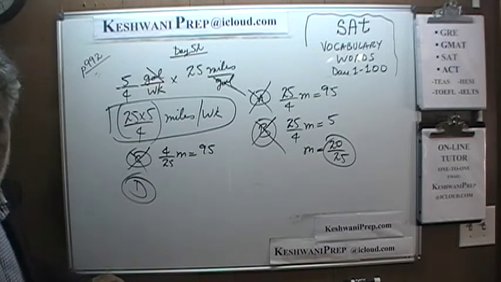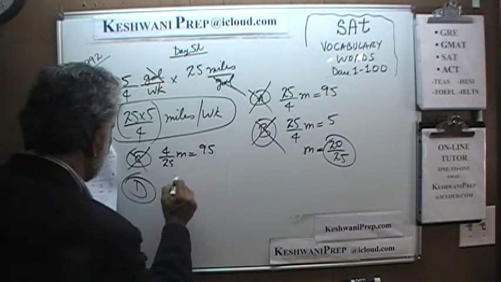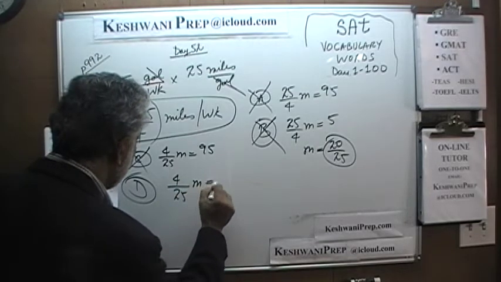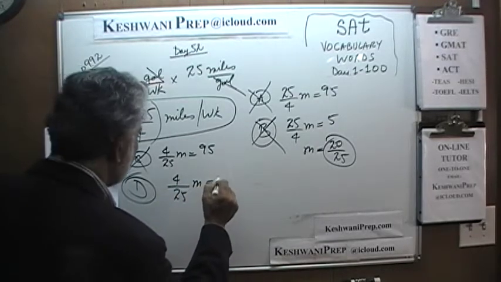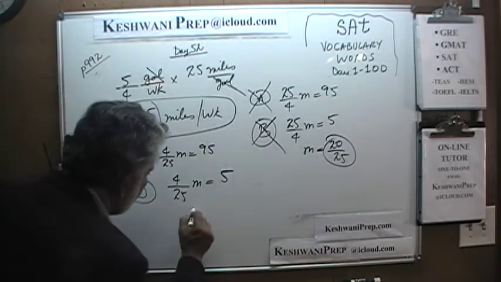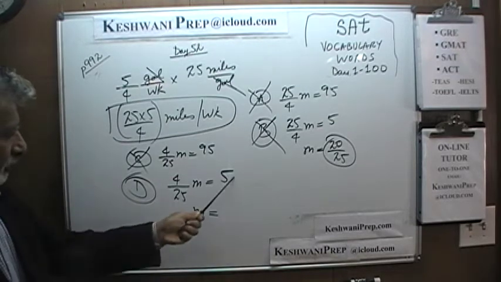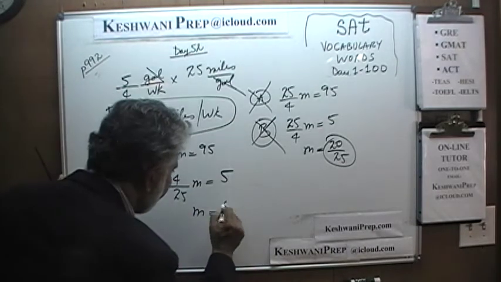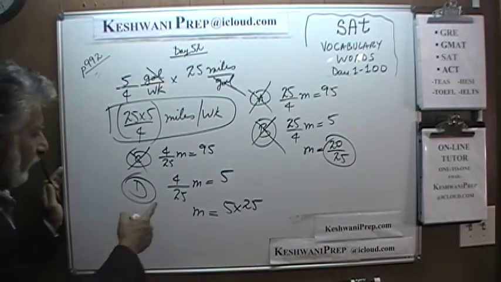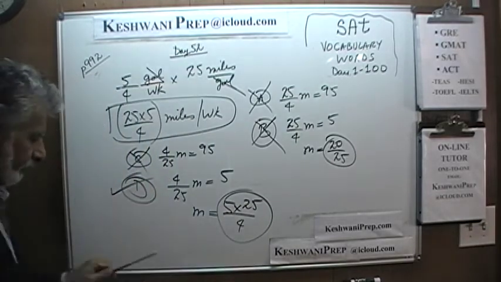Since D is the only one left, it would have to be the answer. D says 4 over 25, M equals 5. Let's see what we can get. If we solve this equation for M, multiply both sides by 25, we end up with 5 times 25. Well, what do you know? 5 times 25 divided by 4. The answer is D.